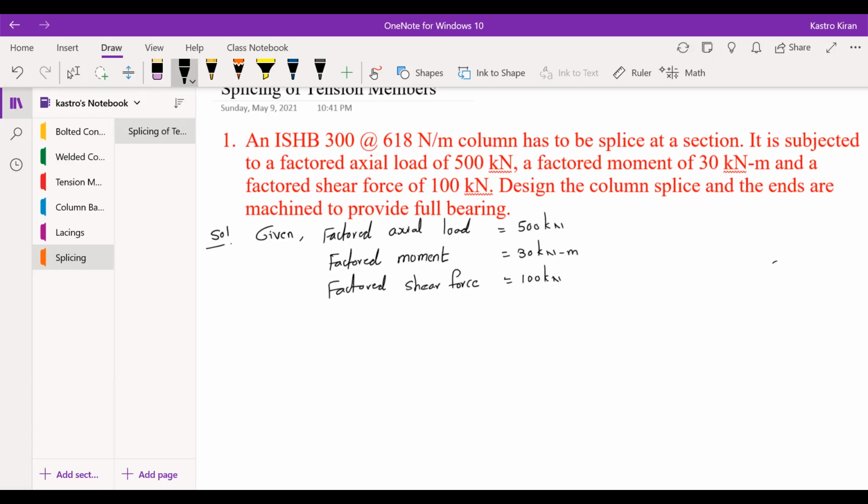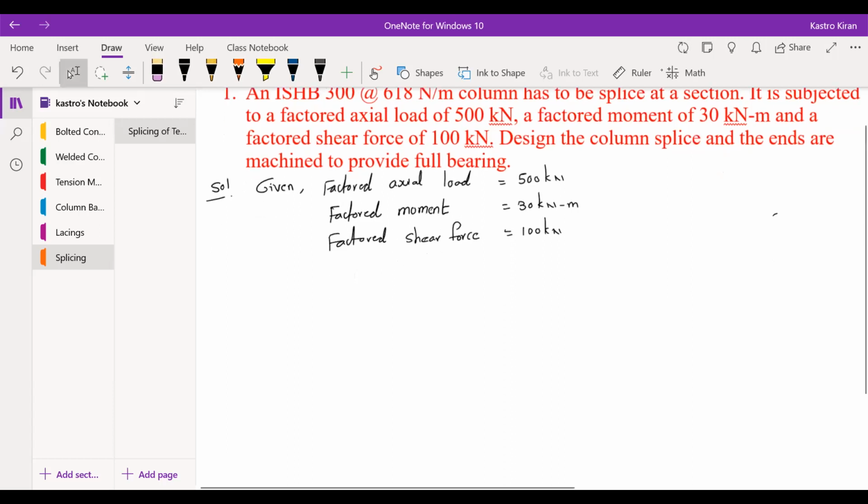Okay. Now we are also given the section that is ISHB 300. So let's write the sectional properties of ISHB 300. Okay, let's write it this way.